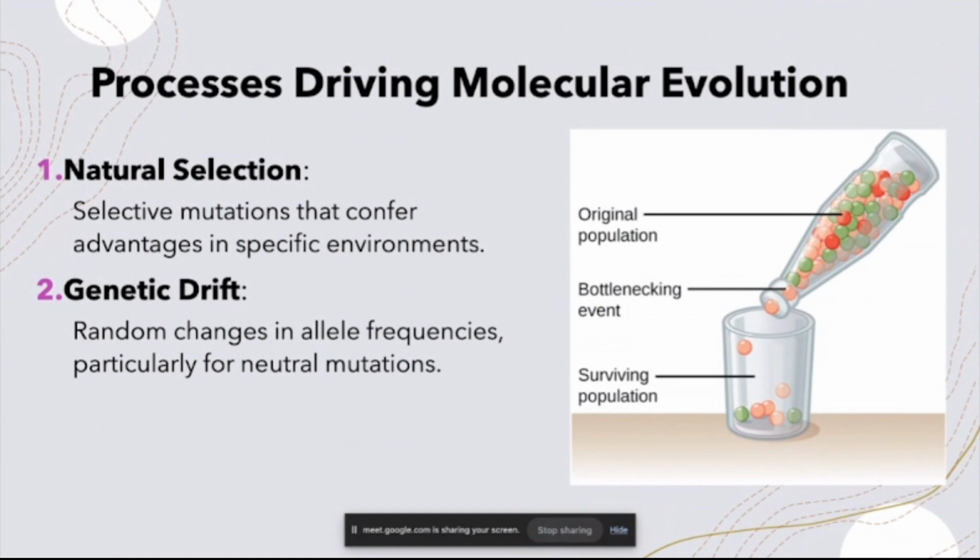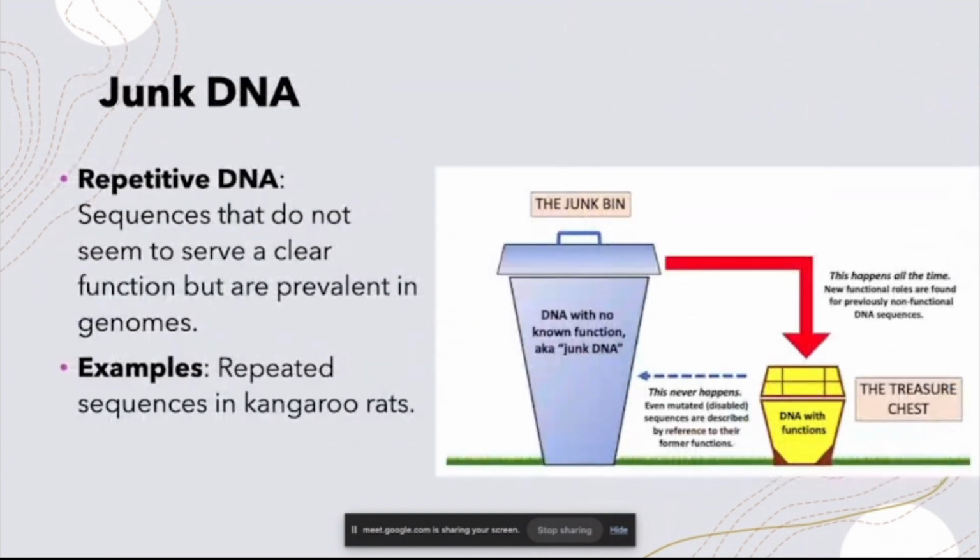Now, what are the processes that drive molecular evolution? Why does molecular evolution happen? Well, it will happen because of natural selection or genetic drift. As you mentioned before, natural selection allows a species to become advantageous in specific habitats or environments. Or genetic drift can happen, which are random changes in the allele frequencies, which can happen because of things such as bottlenecking events. And this would lead to molecular evolution.